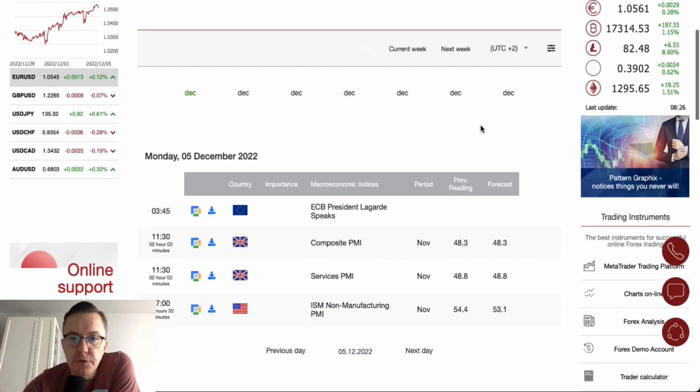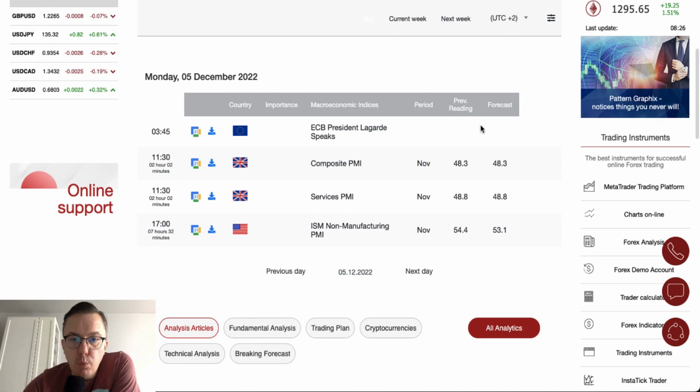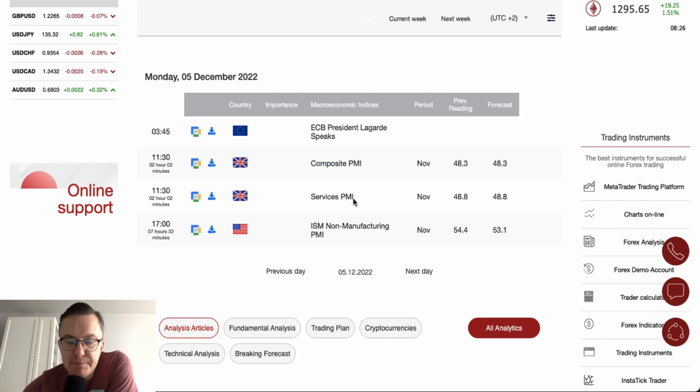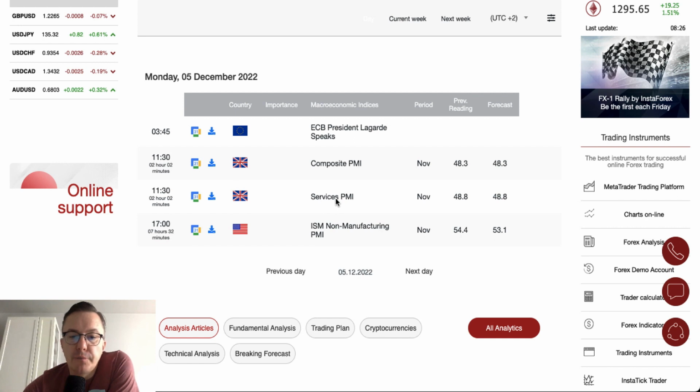We are starting a new trading week, and those are the most important events of today. First, we got the ECB President Lagarde speech already published. Then we have the Composite PMI and the Services PMI data from the UK. And during the New York session, the ISM Non-Manufacturing PMI data from the US is scheduled for release.